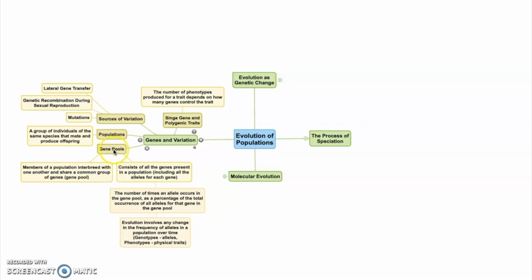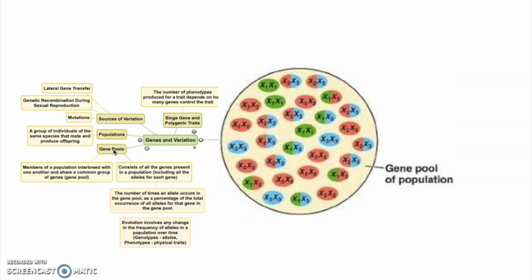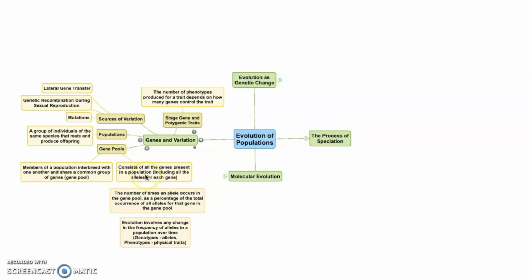And these populations have a gene pool, and a gene pool is going to be all of the alleles for a particular trait in that population. Okay, so the dominant alleles, the recessive alleles. If you're talking about polygenic traits, again, you're going to have to multiply that by the number of genes you're looking at. All right, so the number of times an allele occurs in the gene pool as a percentage of the total is going to be the relative frequency of alleles. How often does one allele occur versus the other?